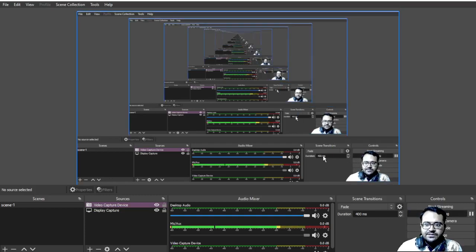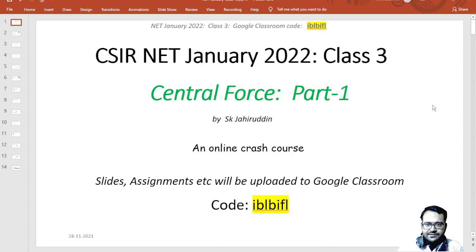Hello, students. Today, in our online crash course for CSIR NET January 2022, class 3, we'll be discussing the central force. Central force is a large topic, so we'll need two classes for that. Today is the first class of the central force part. Today we will discuss these very important general topics, and the next central force class will discuss the inverse square law and the impact parameter problems.